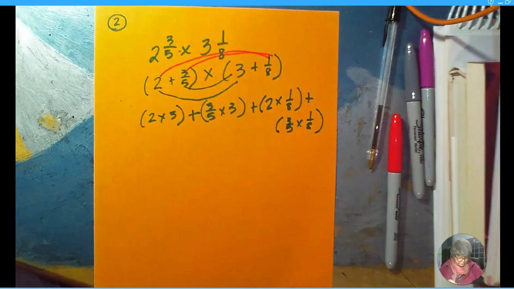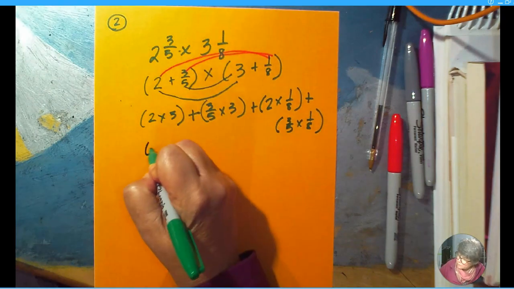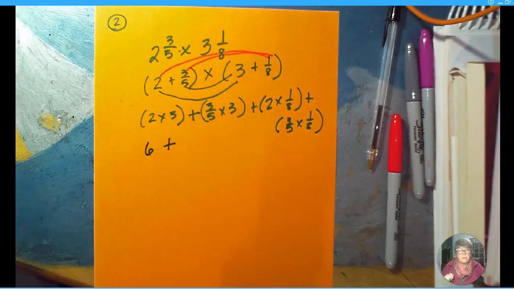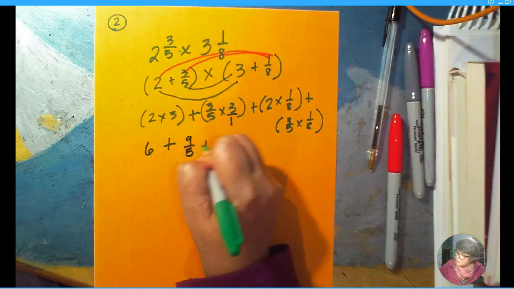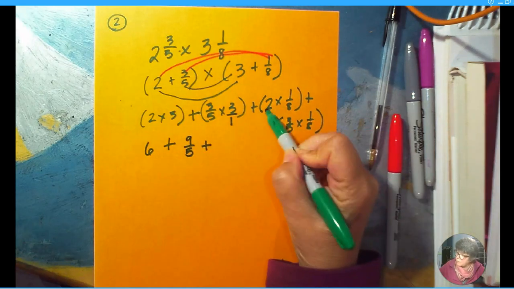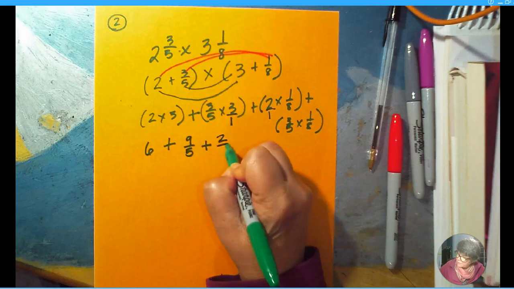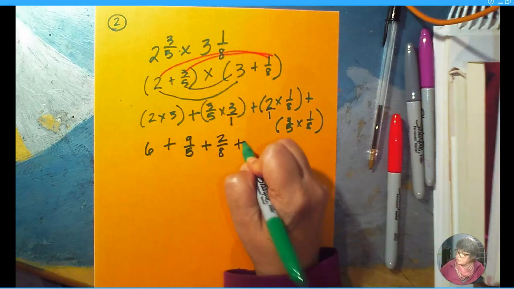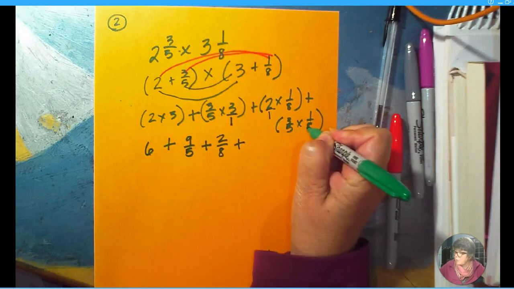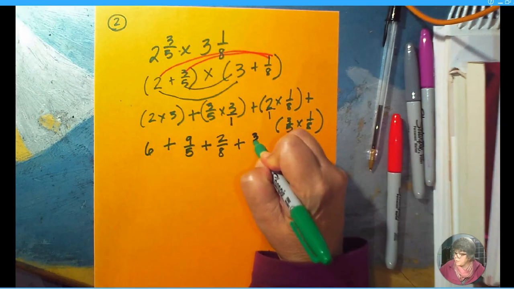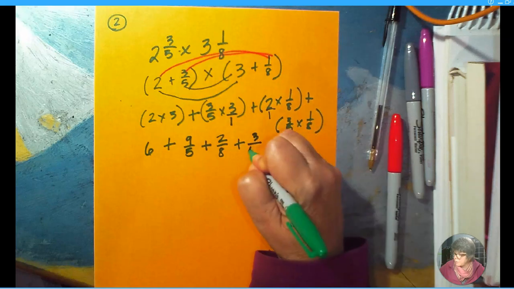Okay, so then we have 2 times 3. Okay, that's 6, plus 3 times 3/5, being careful to make sure that we remember it's a whole number. So that would be 9/5, plus 2 times 1/8. Once again, a whole number. So 2/8, plus 3/5 times 1/8. So this time we're going to multiply both the numerator and the denominator. So 3, 5 times 8 is 40.